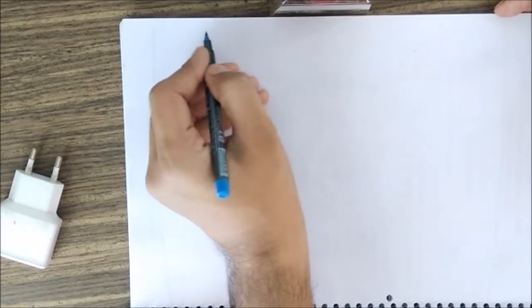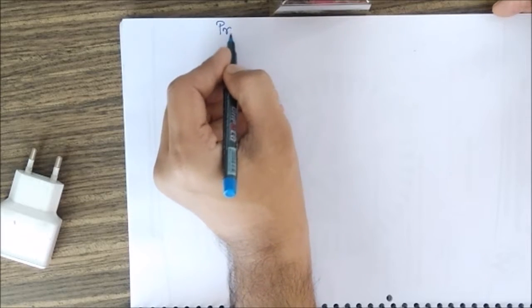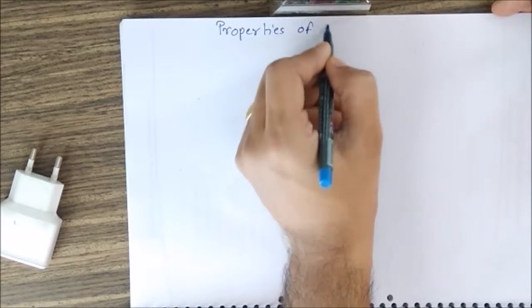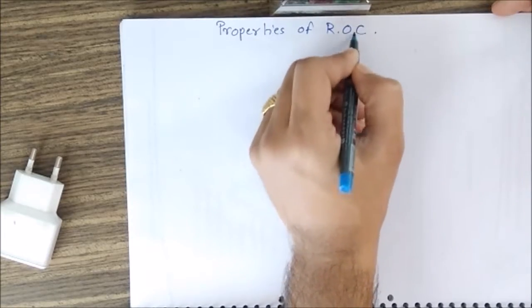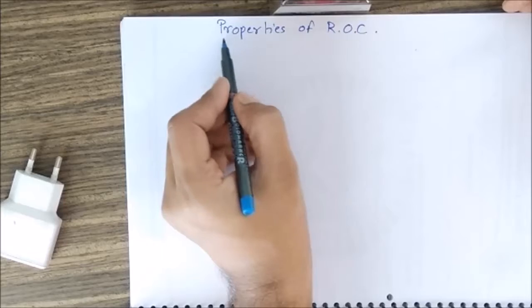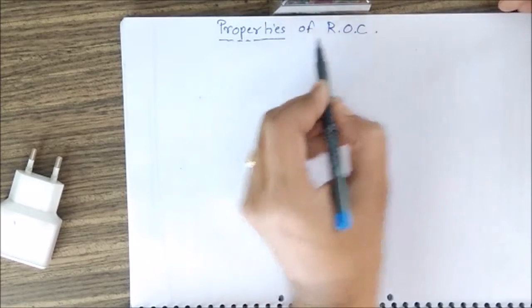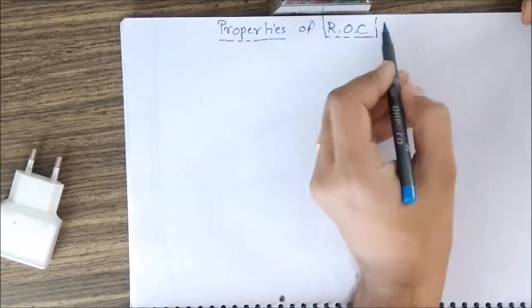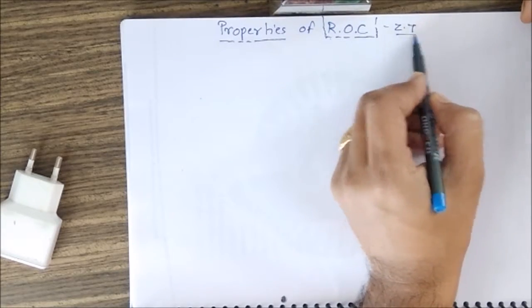Okay. Now we will see the importance of ROC, or some properties of ROC we should consider, in the next session. It is known as the properties of ROC. Region of convergence has some significant properties for which we should consider the importance of ROC in Z transform.